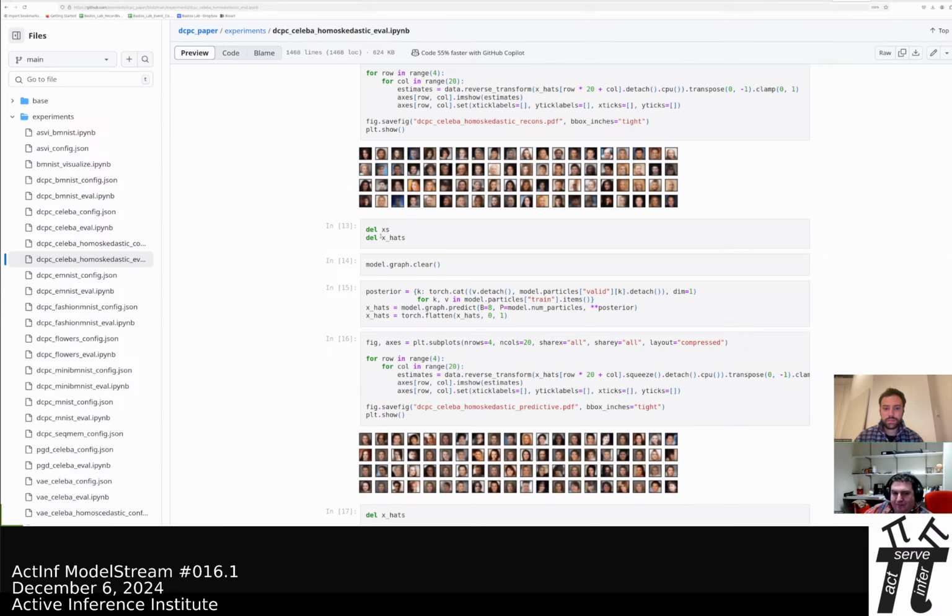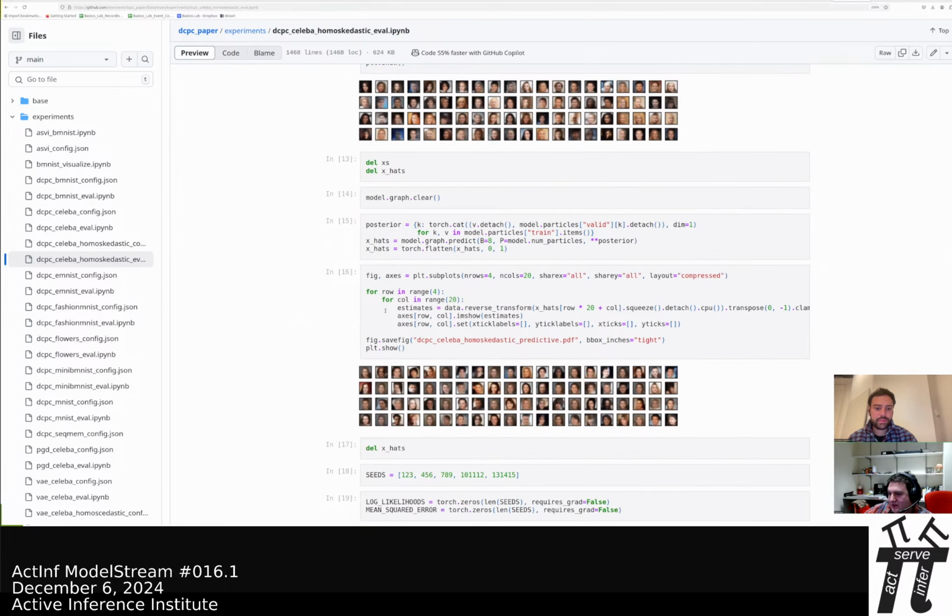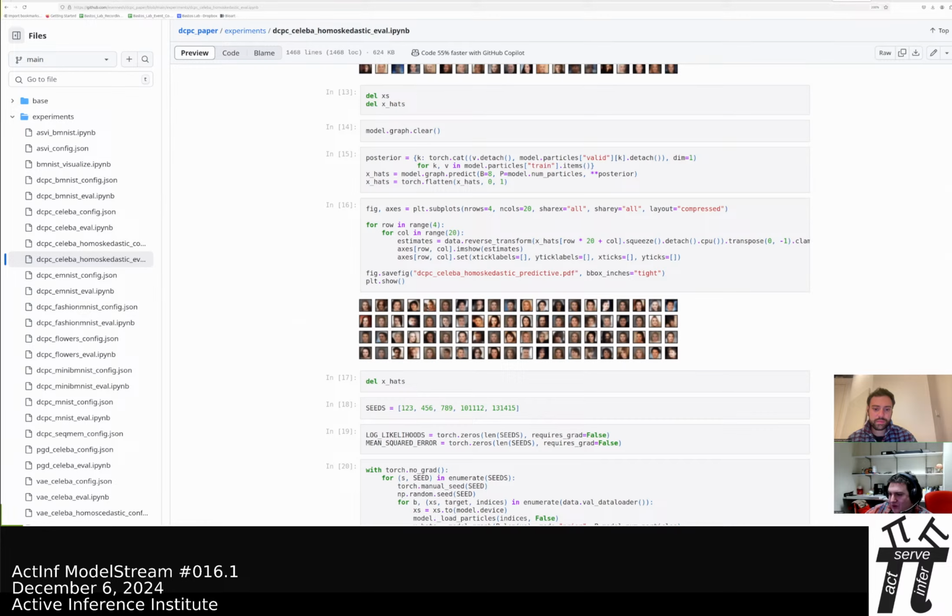Then you say, okay, I don't want to look at reconstructions of training images. I want to know, do I have a trained generative model? So you clear all that stuff out, and you're going to get all of the training and validation particles from disk for fitting your pseudo posterior. And you're going to predict some new images using the pseudo posterior. Then, lo and behold, you plot out the samples from the pseudo posterior.